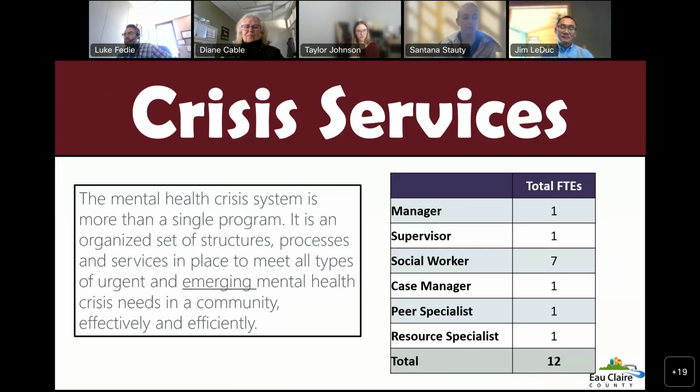So crisis services in general, as it states there, the mental health crisis system is more than a single program. It is an organized set of structures, processes, and services in place to meet all types of urgent and emerging mental health crisis needs in a community effectively and efficiently. So that's a lot of verbiage, but essentially what I interpret that to mean is that crisis can be anything, from mental health, AODA, housing, you name it. Individuals that touch our crisis system can be experiencing a crisis in many different areas of their lives.